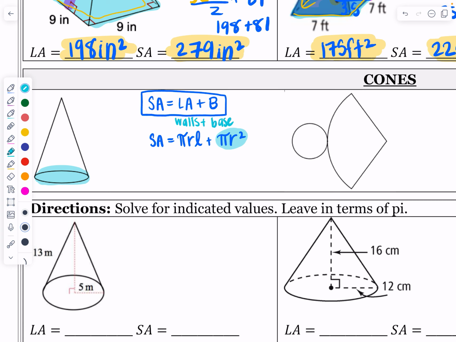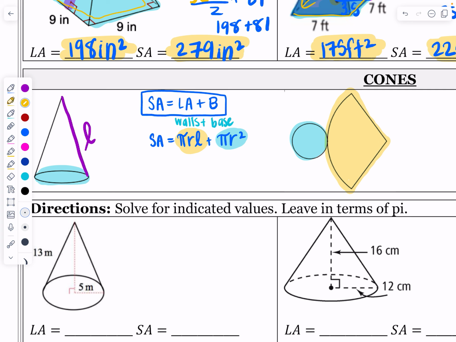So I'm going to color code that to be blue. How do you find the walls? To find the walls of that shape when it's unwrapped, that is going to be a sector of a circle. So to find that, you're going to do pi times r times L. So we do need our slant height here. So this piece will be my slanted height.